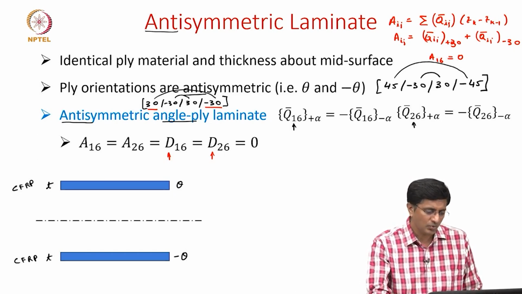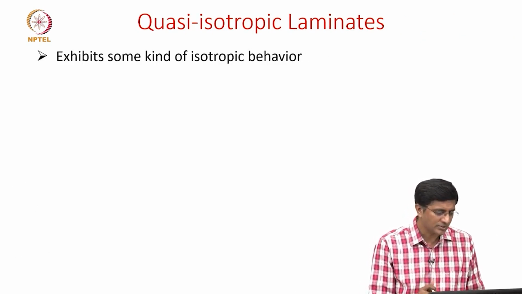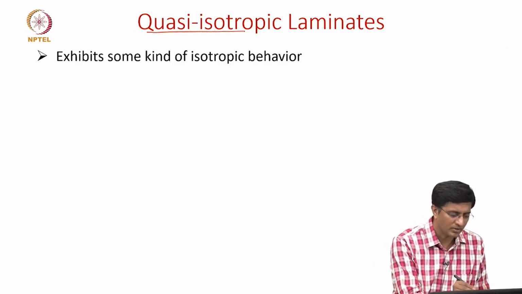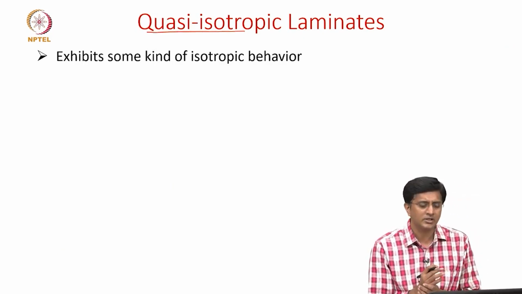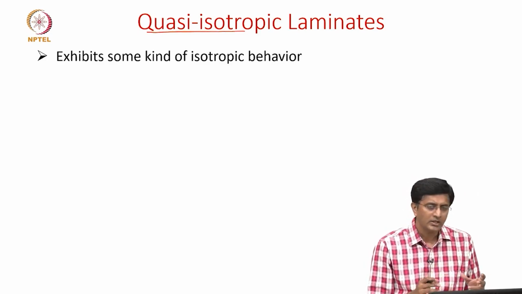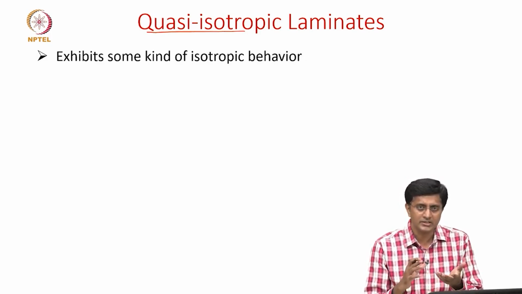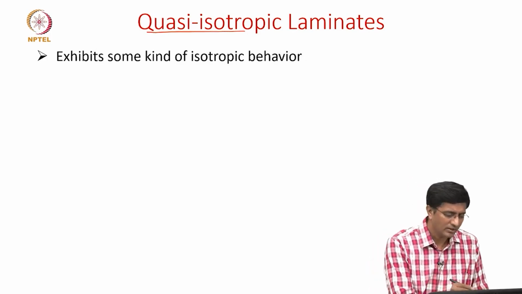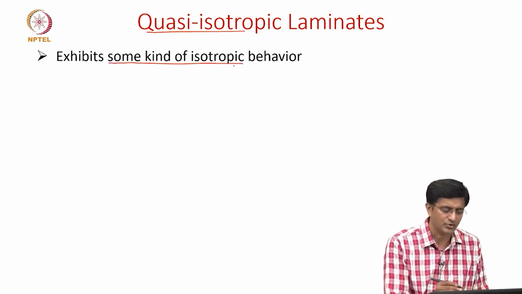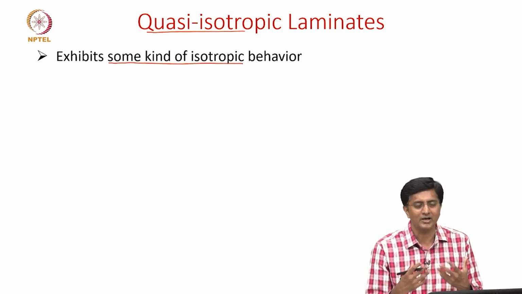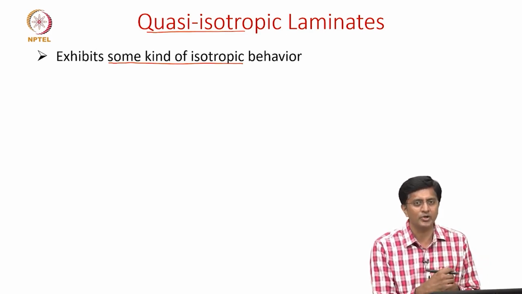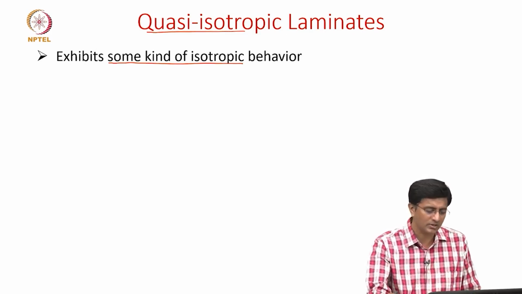Okay. Now let's move to the last of these laminates we are discussing, which is the quasi-isotropic laminates. This is an interesting laminate because though we are starting with an orthotropic material, meaning the properties are different in different directions, there are certain sequences where we can get a quasi-isotropic behavior. Don't think that it is the same isotropy as aluminum or steel, but there is a small sense of isotropy, and let's see what that is.